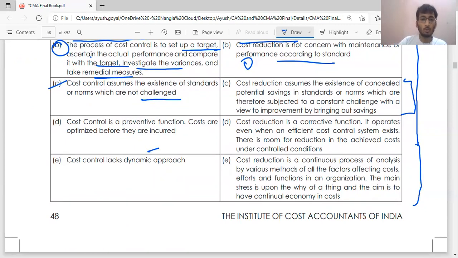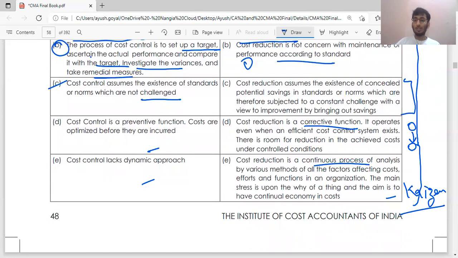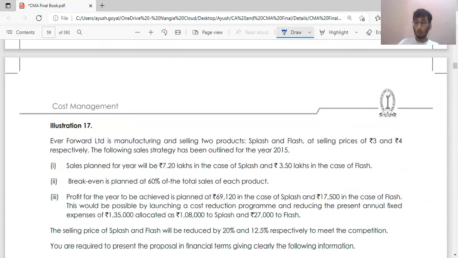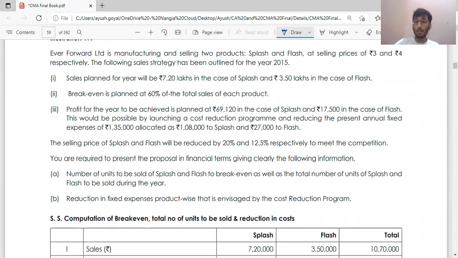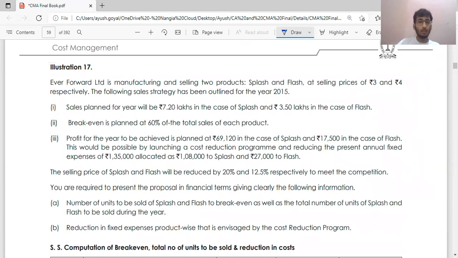It's a preventive function. Okay, it lacks a dynamic approach. Cost reduction is a corrective function: earlier there was a high cost, now we have corrected it and reduced it. Cost reduction is a continuous process. We have read it in Kaizen costing as well, continuous improvement. I hope you know it. So this is all about cost control and cost reduction. There's one question given regarding cost reduction and cost control. Let's read. Ever Forward Limited is manufacturing and selling two products.